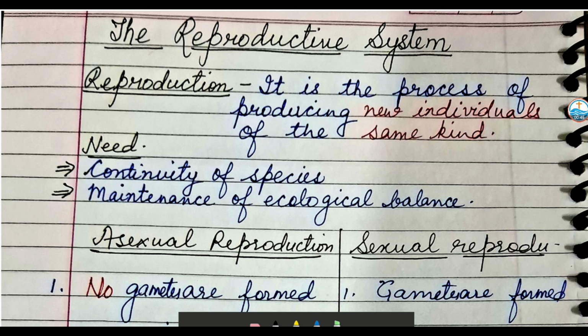So what is reproduction? It is the process of producing a new individual of its same kind. What is the need of reproduction? Continuity of the species and maintenance of ecological balance. There are differences between asexual reproduction and sexual reproduction. In asexual, no gametes are formed; here gametes are formed. Here no mixing of genetic material; here the genetic material does get mixed. Normally more offsprings are produced in asexual, while here few offsprings are produced.